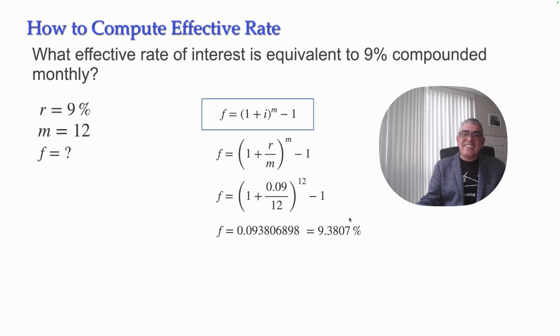What does it mean? That actually with this interest you are getting 9.38 cents per each $100 that you invested. So you are getting 9.3807% per year. You are earning $9.3807 per $100 of investment. And with this example, I finish my explanation of what an effective rate is and how to compute it. Thank you.